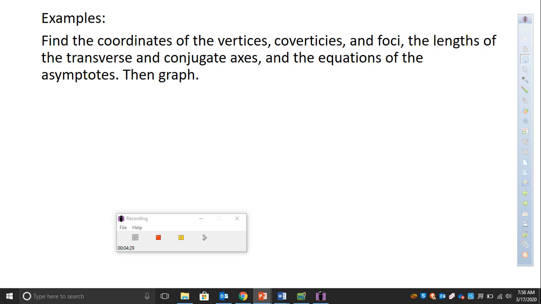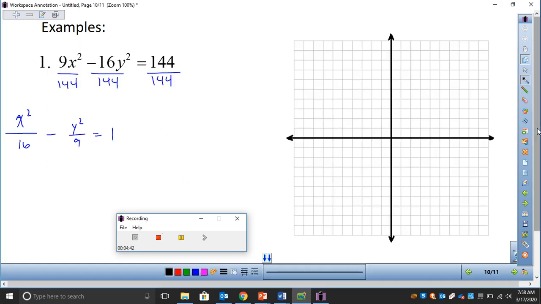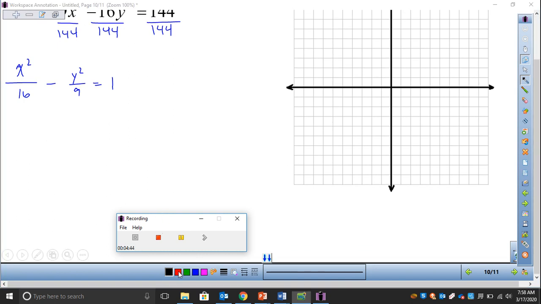So the first thing we'll look for is the vertices. And what goes with a vertex, or again, I guess we can talk about it being 0, 0 as well. So the center of this is going to be 0, 0. That's not going to change for right now.